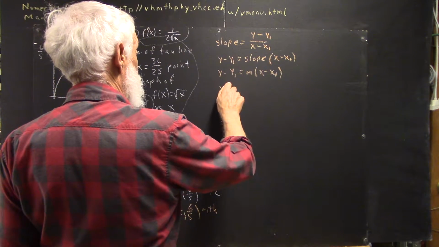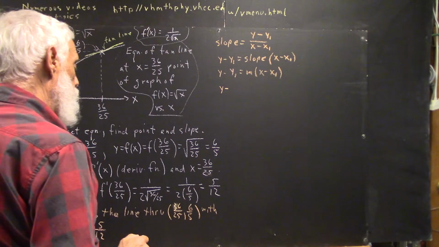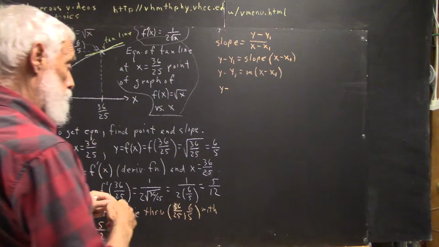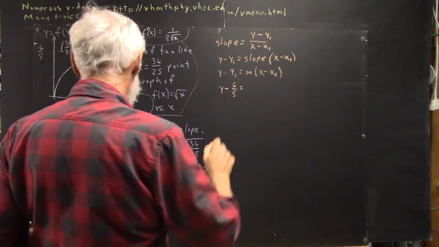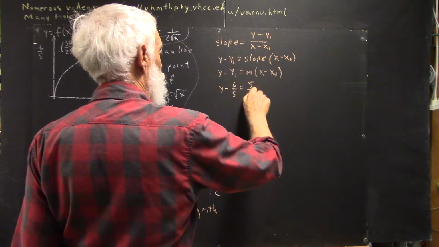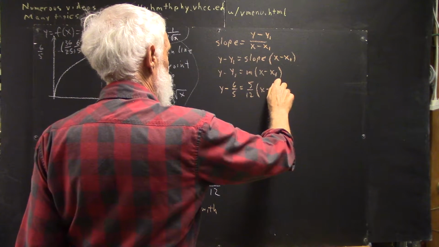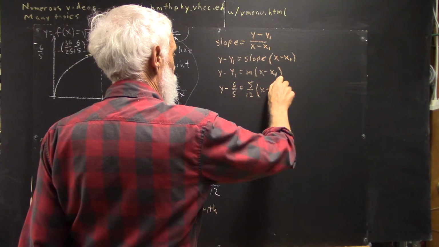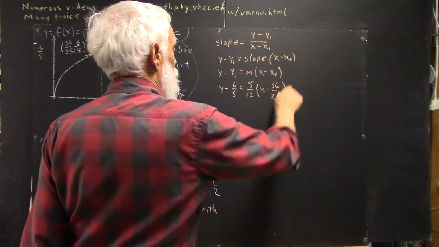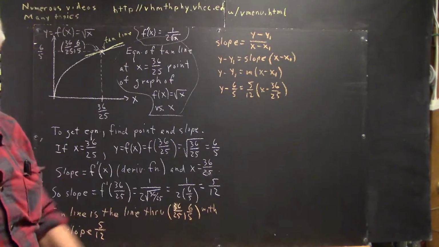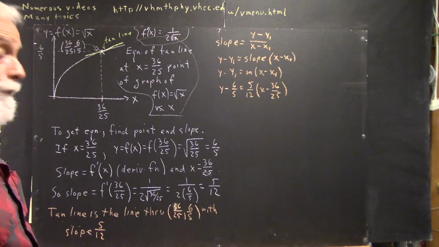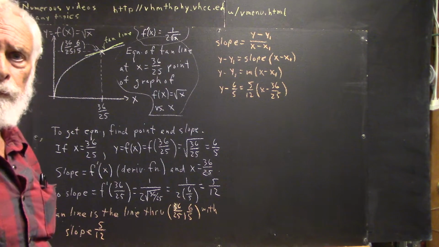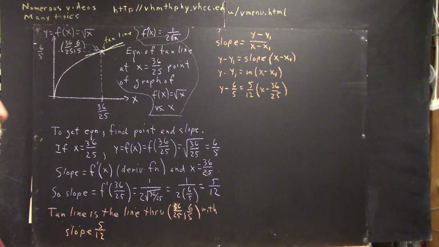We could write this then, y minus the y-coordinate of our point, well, the y-coordinate is 6/5, equals slope, which is 5/12, times x minus x1, which is 36/25. There's the equation of our tangent line. Now we can simplify that equation, but that's it. And we'll continue to simplify that and use it a little bit in the next clip.